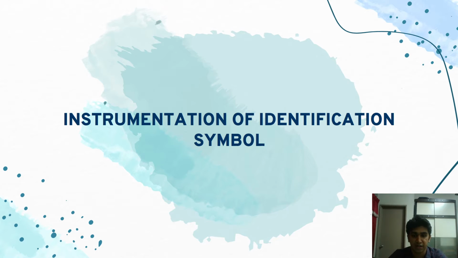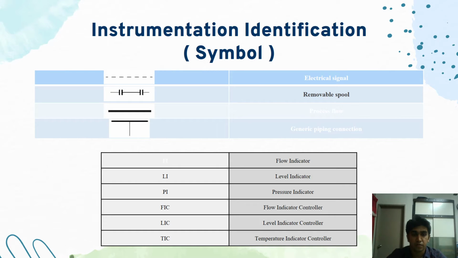Hi, I'm Sumal Rao. I'll be explaining the instrumentation identification symbols. There are 4 line tracing activities that we have found during this project: the electric signal, which has the symbol of dotted lines, then the removable spool, the process flow, which is the thick black line, and lastly the generic piping connection.